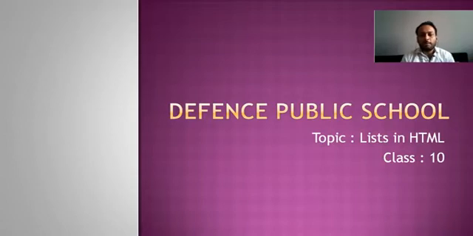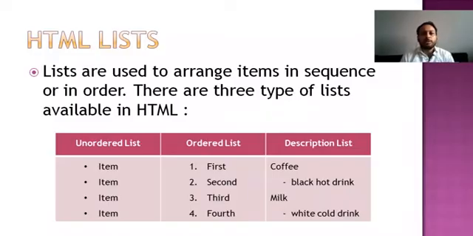In our previous lecture, we learned how to insert an image in an HTML document. In this lecture, our topic is lists in HTML, meaning how to create a list within a web page or an HTML document. So let's start with the basics first. HTML lists are used to arrange items in sequence or in order.